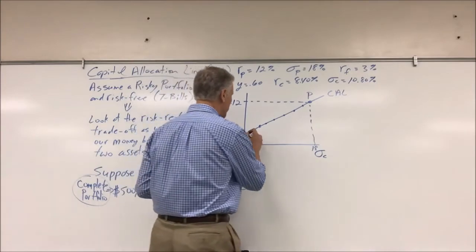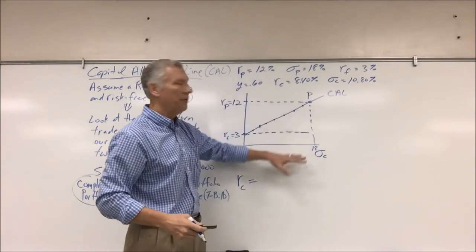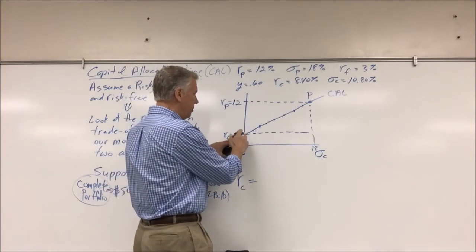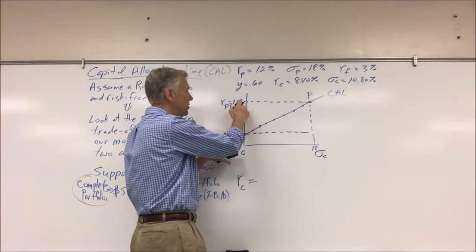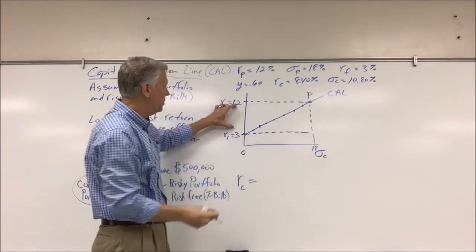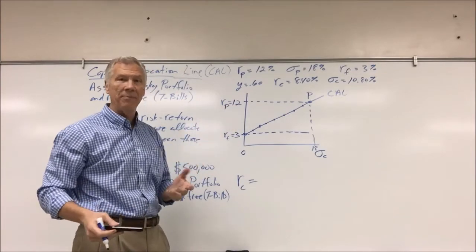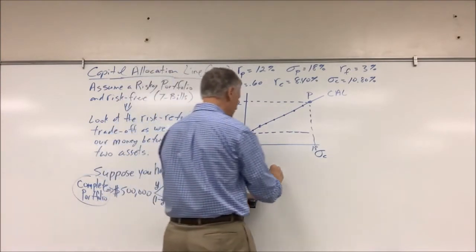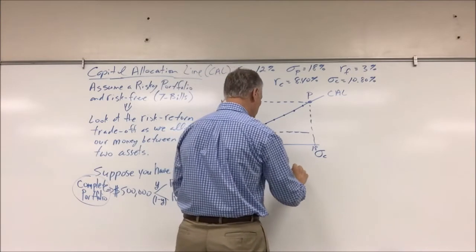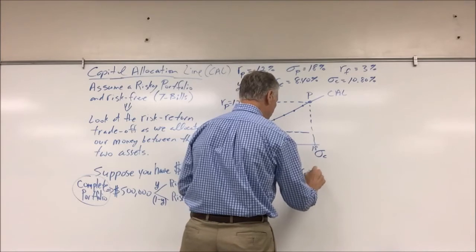Okay, this is a slope. Remember, it's the rise over the run. Well, here it was 3%. If I put all of my money over here, it rises to what? 12%. The differential between these things, 12 minus 3, is the 9%. So what we have here is RP minus RF. So the differential is going to be RP minus RF.